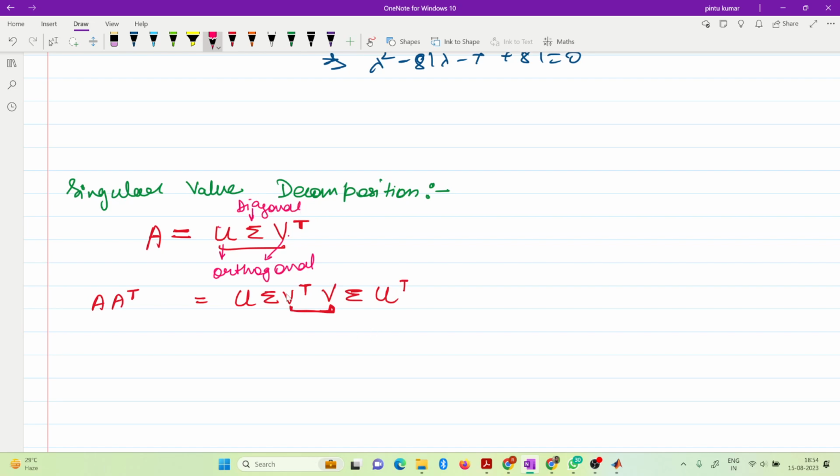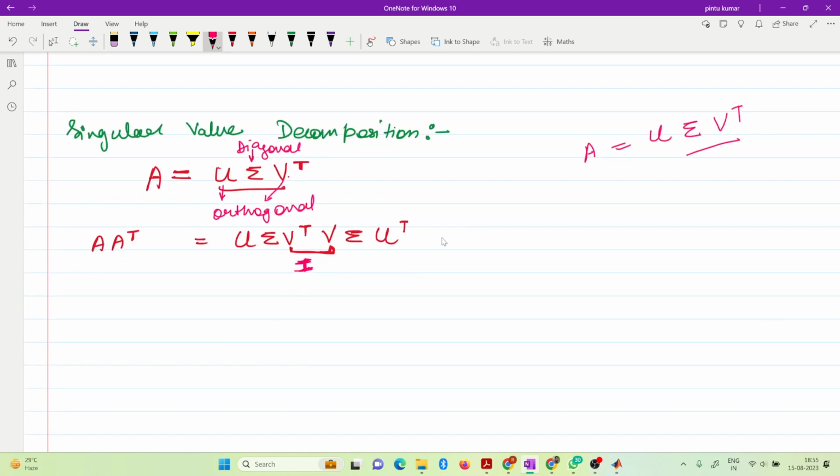Now, because U and V are orthogonal matrices, V transpose V would be an identity matrix. Factorization of a matrix means you want to write a matrix as a product of some other matrices. So we tried to write A as a product of three matrices over here. That's why we called it factorization of this matrix. Now this thing turns out to be identity.